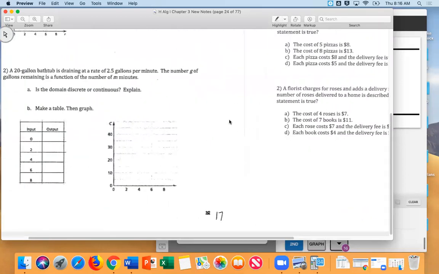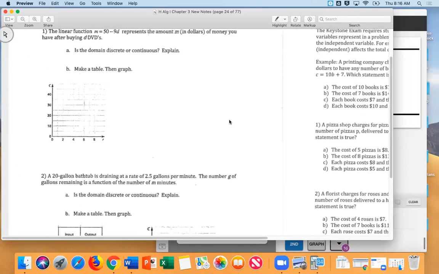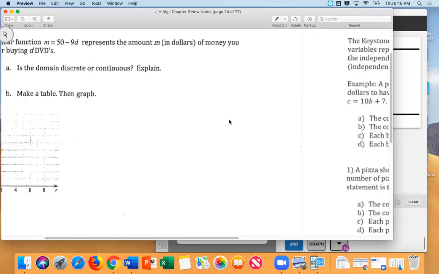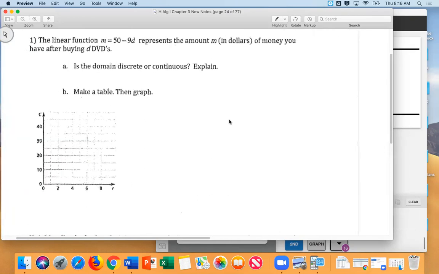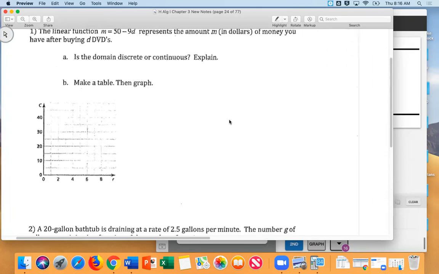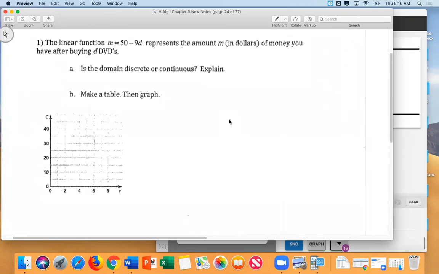On to the next page. There are two here, 1 and 2. I want you guys to do them on your own. 1 and 2. Drew, got it? 1 and 2. Great. Tables: money and DVDs.